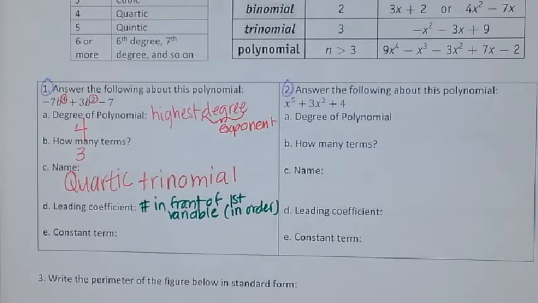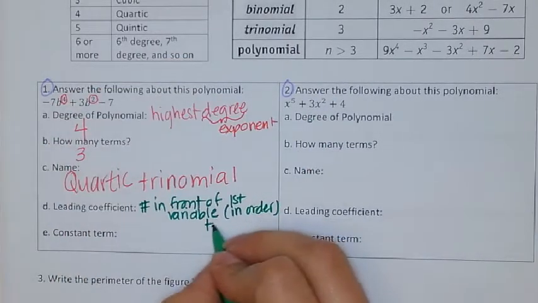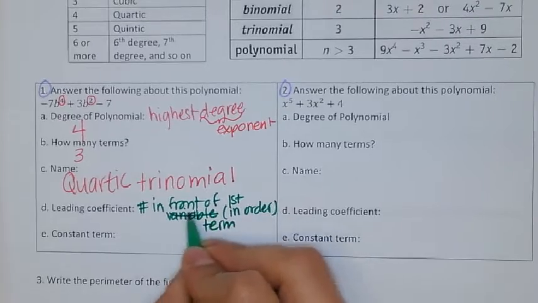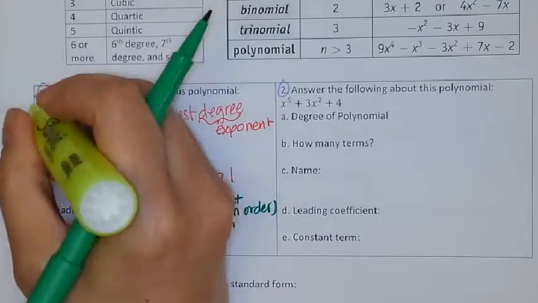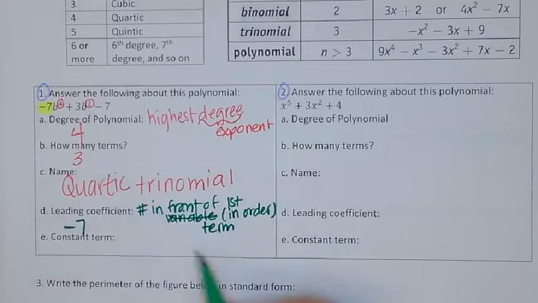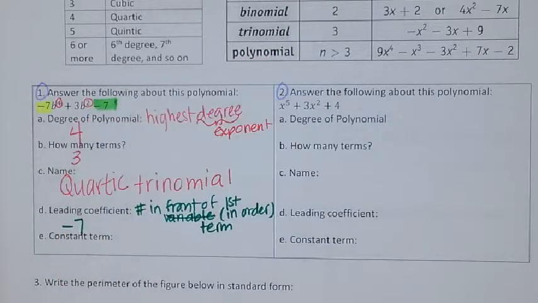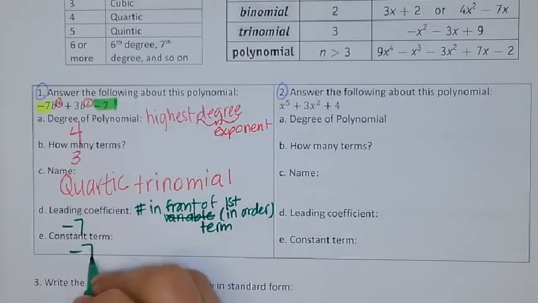Okay, the number in front of the first variable, so this is the first variable here, or the first term, also. I should put term, not variable. Okay, so this right here would be my leading coefficient, the -7. The constant term is a term that does not have any variables. Okay, in this case, it would be -7 as well.